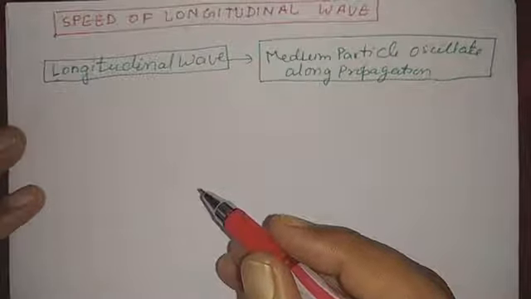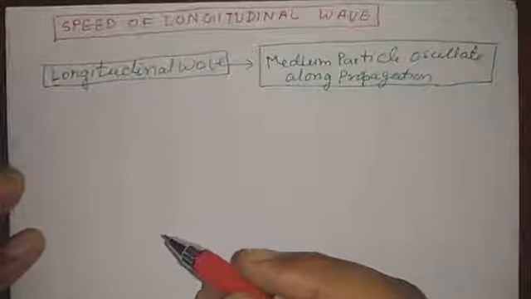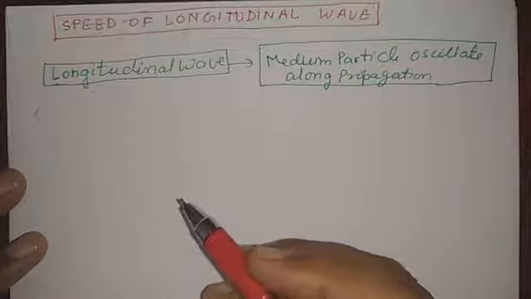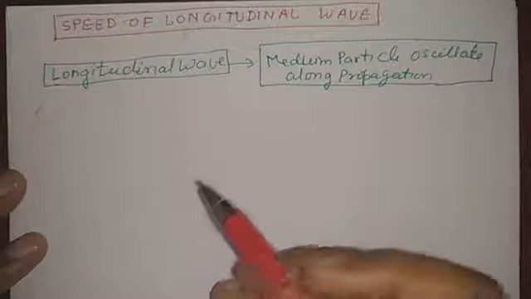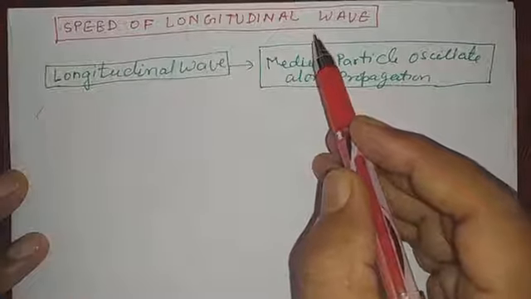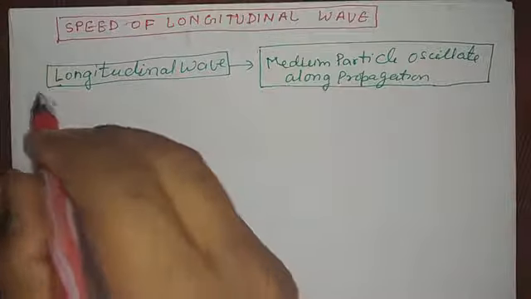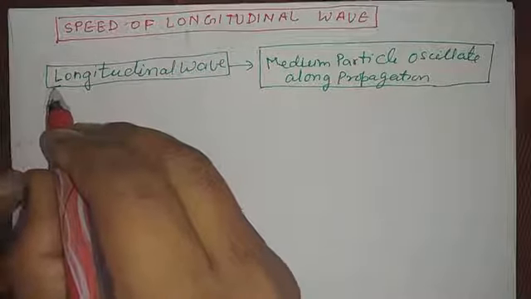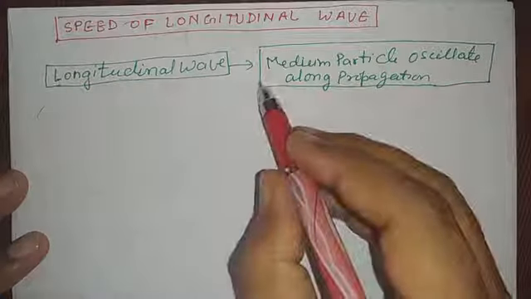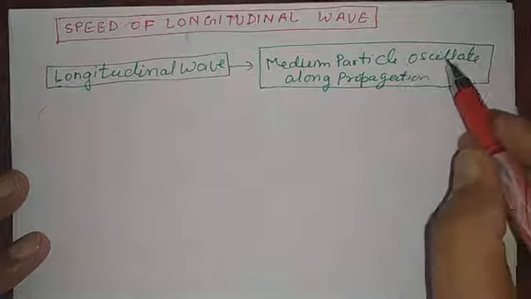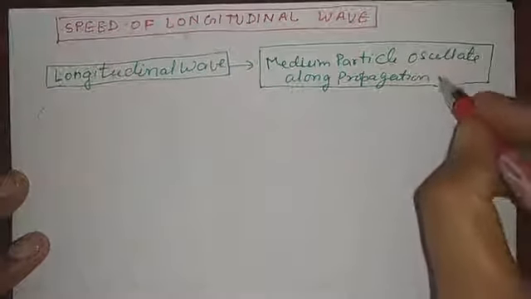Hello everyone. We are going to see today the speed of a longitudinal wave. This longitudinal wave is a mechanical wave. We know that in a longitudinal wave the medium particles oscillate or vibrate along the direction of propagation of the wave.